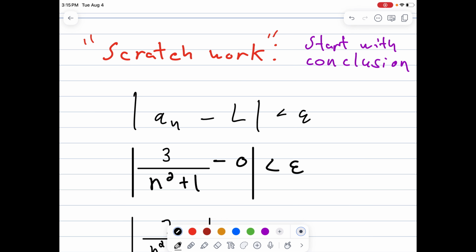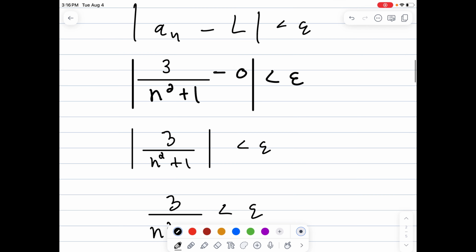And you work yourself forward to get a statement with n. So a sub n here is 3 over n squared plus 1. That's the sequence. Your limit L is 0. So you just write that as is less than epsilon. And then here's what we're going to do. We're going to do a series of steps using algebra to get to a place where I have lowercase n greater than or equal to something specific.